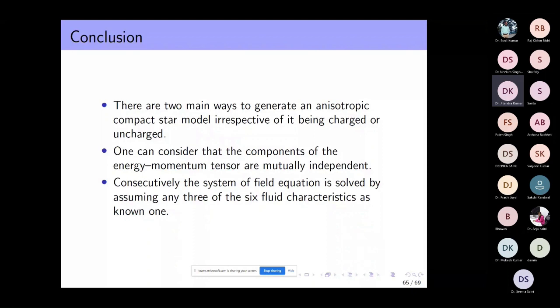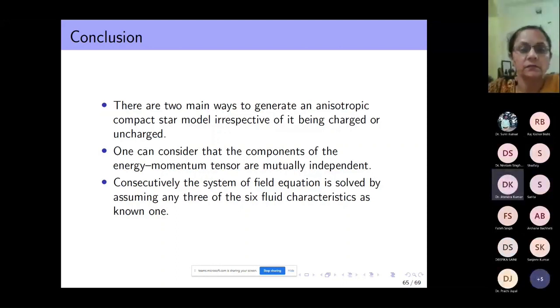Again, if the model contains q, and that is a function which is non-zero throughout the model, it means that will be an isotropic charged model. And if q of r equals 0, that will be an isotropic uncharged model. Isotropic means the radial pressure and tangential pressures will be equal. And isotropic compact star models are also known as perfect fluid models or perfect superdense star models.